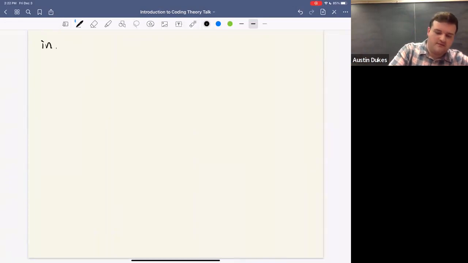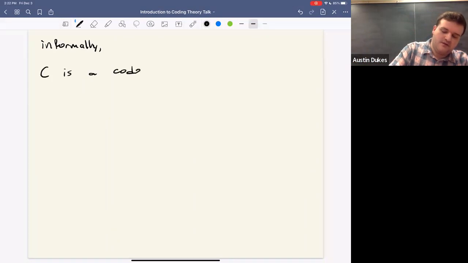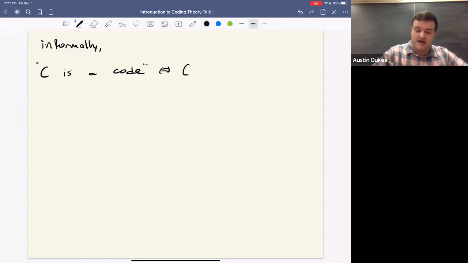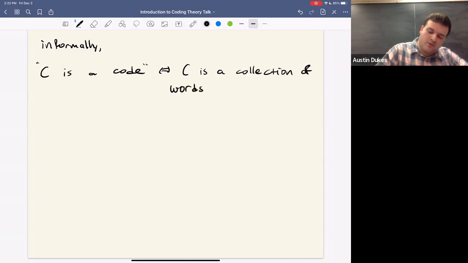So informally, let's say C is a code. What that means is C is a collection of "words." We'll put quotes around words. You could think of them as strings. We'll think of them as vectors shortly. A collection of words of the same length in this case.